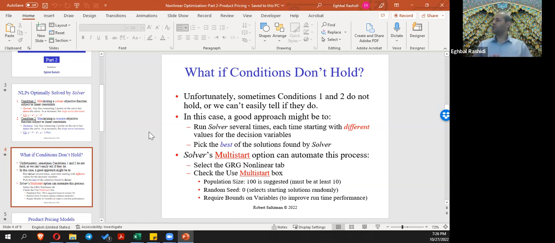So what should you do if you are stuck with whether these conditions hold true? There are certain things that you can do. You can actually try different initial points. As I said, the initial points are important. So you can actually run it multiple times with different initial values.